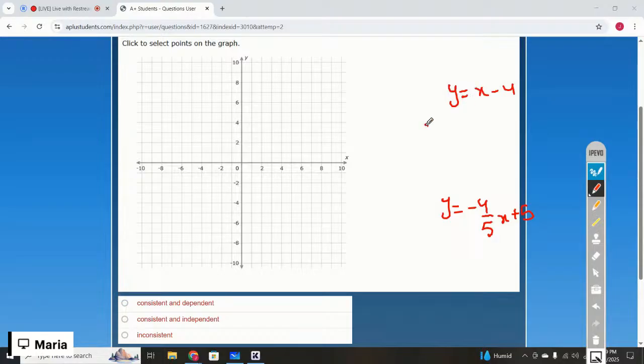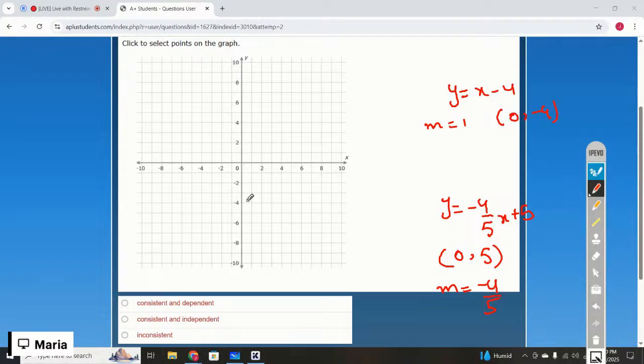Okay, so for the first equation, the slope is 1 and the intercept, when you put x as 0, is negative 4. So we have 2 points, right? And for the second equation, when x is 0, y is 5, and the slope is negative 4 over 5. Now I'm going to plot these two equations on the graph.